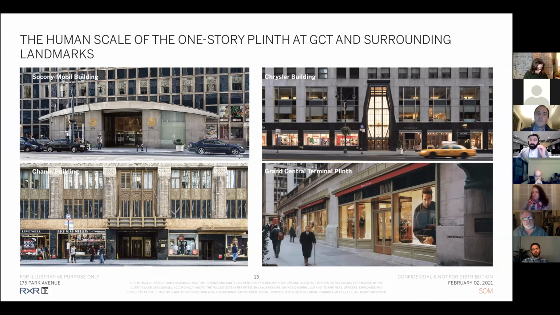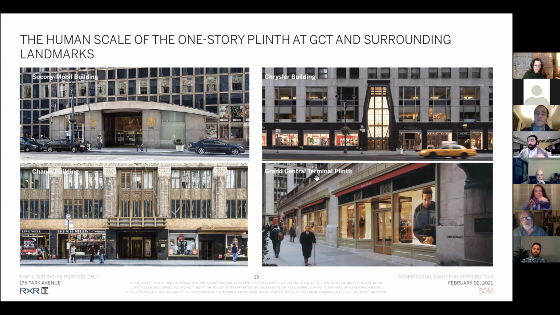The best example of that, of course, is the terminal itself, which you see on the lower right-hand side, where the plinth of the terminal itself does a great job at acknowledging a single story specifically related to the pedestrian scale. As we all know, the main massing of the terminal is set back.